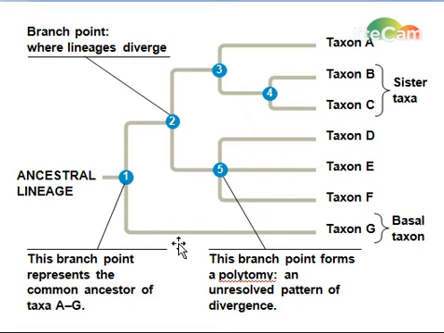A polytomy is a branch from which more than two groups emerge. So in this case, we have a divergence here and a branching of more than just two groups. We have three here, and so that's called a polytomy. And again, here's our basal taxon, which is the group that diverged early in the history of this entire phylogenetic tree, and it originates near the common ancestor. This would also be called an outlier.